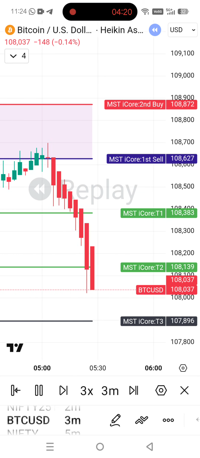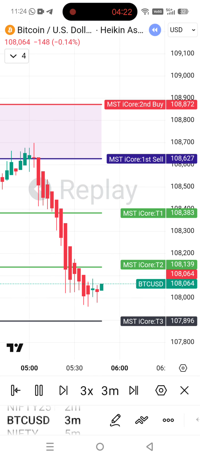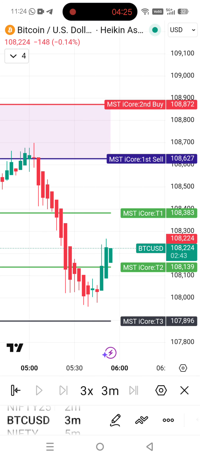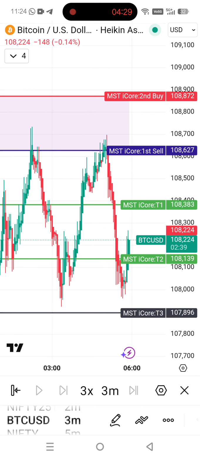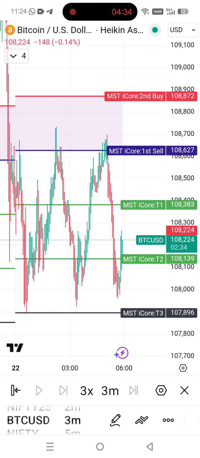Yes, it has exactly touched. And one red candle has closed below and the low of that candle is broken. Now we have got the third entry also. See how perfectly it is going back to our zone again and again. Again from the same place it is falling down.